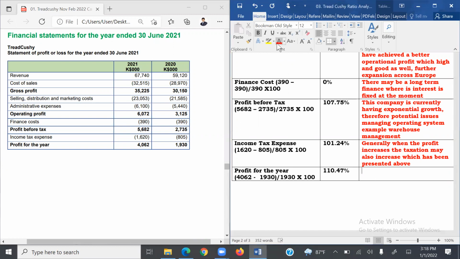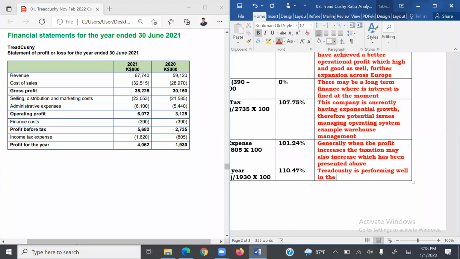So I'll write down here, Cushy is performing well in the segment. What is the segment? That is specialized athletic shoes, because here it is 100% natural material. Specialized athletic shoes, where the growth is faster.